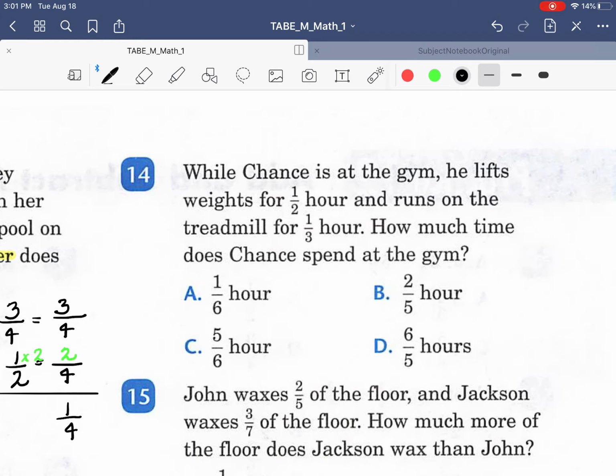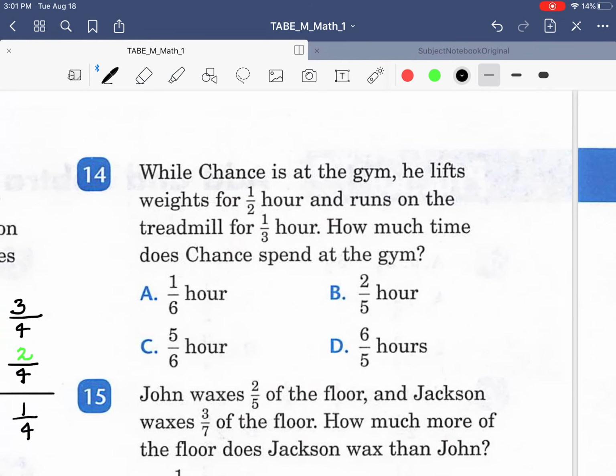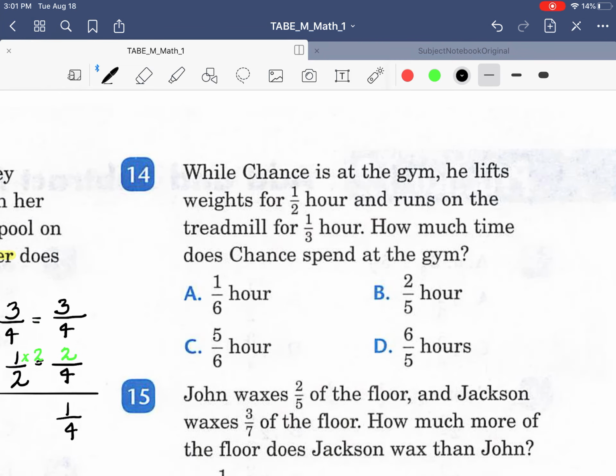Number 14. While Chance is at the gym, he lifts weights for half an hour and runs on the treadmill for a third of an hour. How much time does Chance spend at the gym? So we're going to add a half and a third. And the 3 will not work for your common denominator. So let's say 2 times 3 to get the 6 for the denominator.